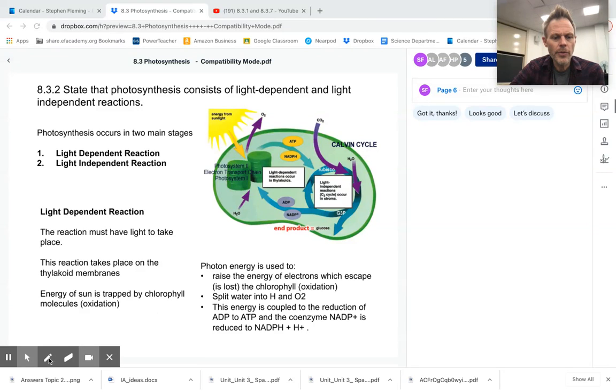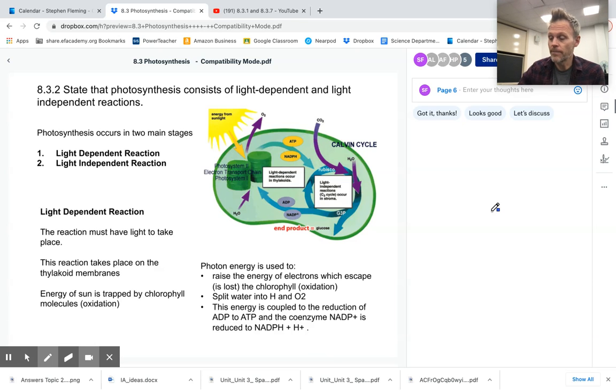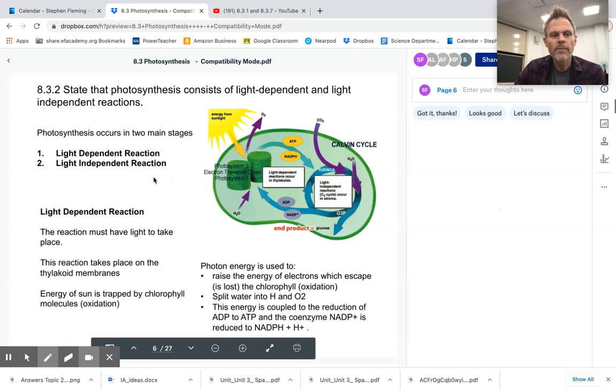In 8.32, they just want you to remember that photosynthesis has two reactions. And again, we talked about this in the SL stuff. So there's a light reaction, a light-dependent reaction, excuse me, and a light-independent reaction. So basically, the light-dependent reaction needs light, and the light-independent reaction is like, whatever. If you have it, sure, it doesn't make a difference because I don't even need it.